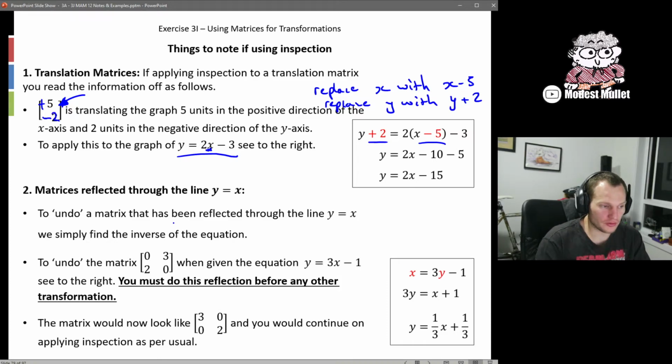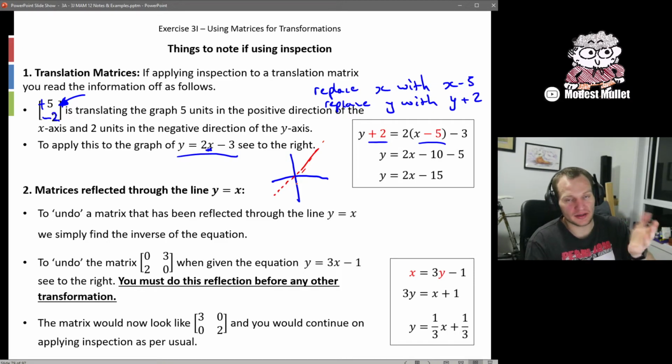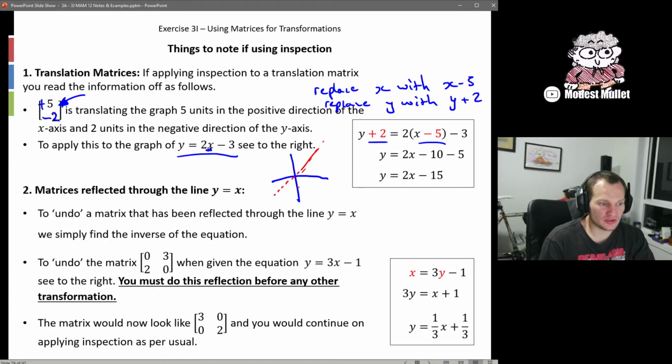Matrices reflected through the line y equals x. Just to be clear again, instead of reflecting about the x-axis or the y-axis, we're actually reflecting over that diagonal line, y equals x, which is the same as what happens when we find the inverse of a function: it gets flipped over that y equals x line. So this trick of switching the y and the x values is really handy to find an inverse, which is what we do when we actually find the inverse.